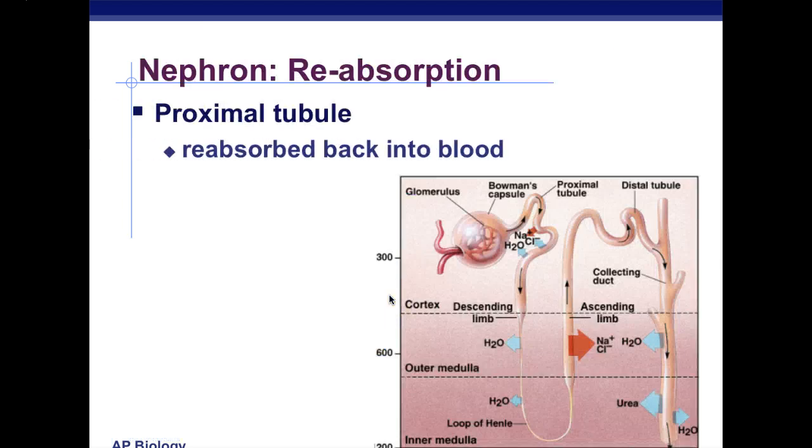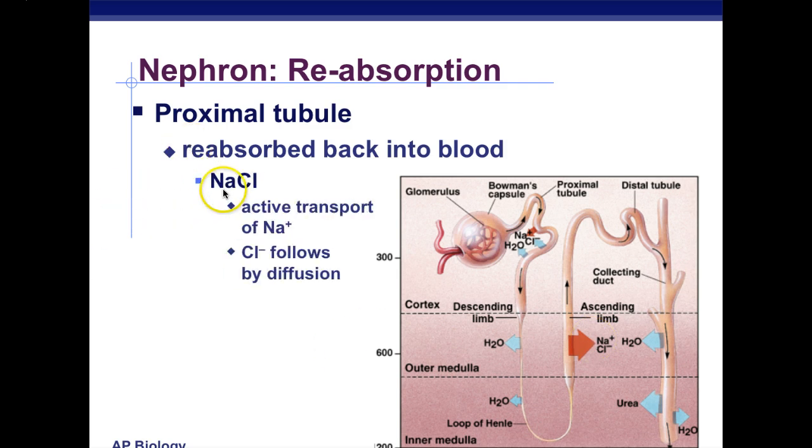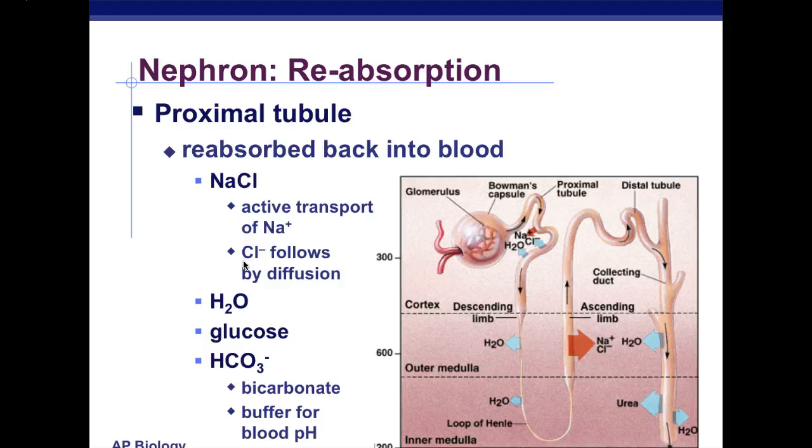So the proximal tubule, again, is this twisty part before the loop of Henle. We're going to reabsorb materials back into the blood. So we're going to reabsorb some salt, some water, some glucose, and then also bicarbonate. And bicarbonate is used to buffer the blood or keep the blood pH constant.